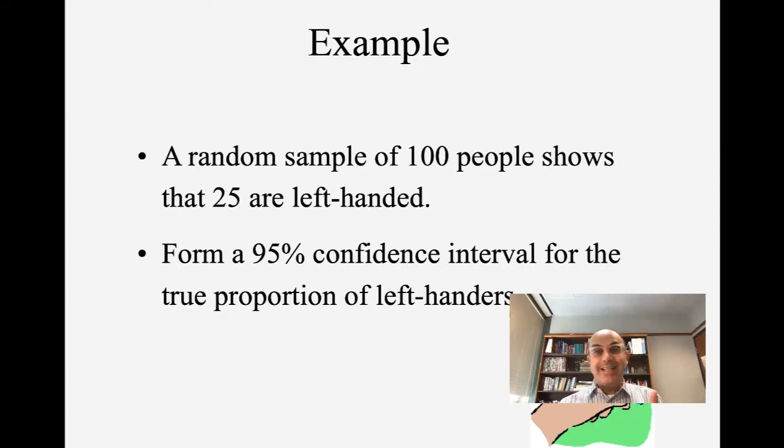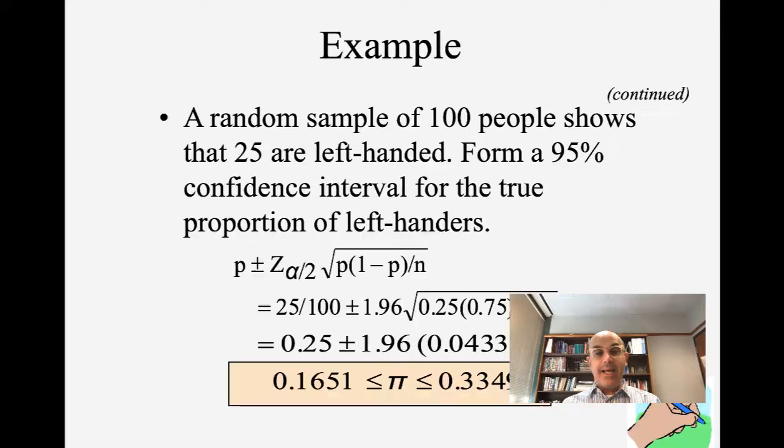How do we write it? How do we phrase it in a paper when your interviewer asks you about that? So a random sample of 100 people shows that 25 people, and this is an example that I want you to see, and I want you to look at how I phrase it. The sample of 100 shows that 25 people are left-handed, including myself. A 95% confidence interval for the true proportion of left-handers.